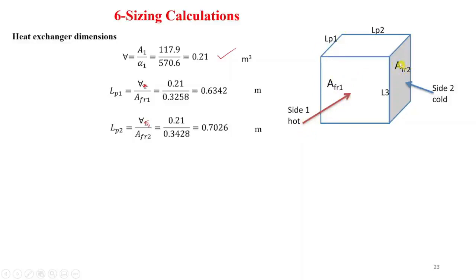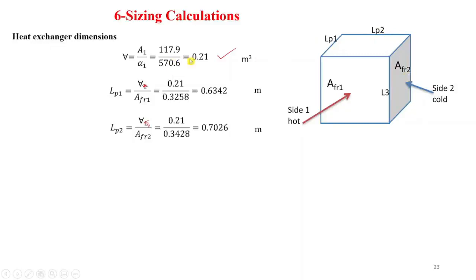And here this is the frontal area for side 2, and this is actually LB2, which is the length of the heat exchanger along LB2. We found the volume of the heat exchanger is given by this value. If you divide the volume of the heat exchanger by the frontal area for side 1, you get LB1. And if you divide the volume of the heat exchanger by frontal area 2, you get LB2.